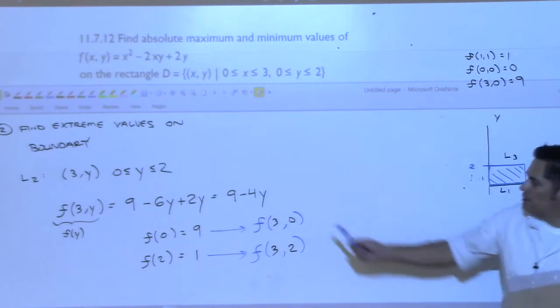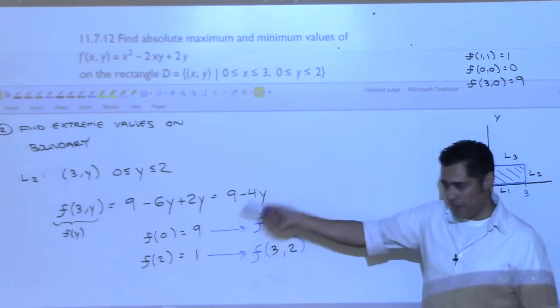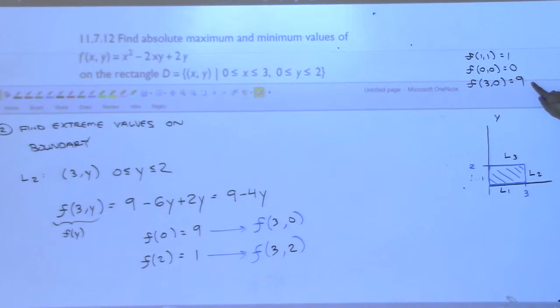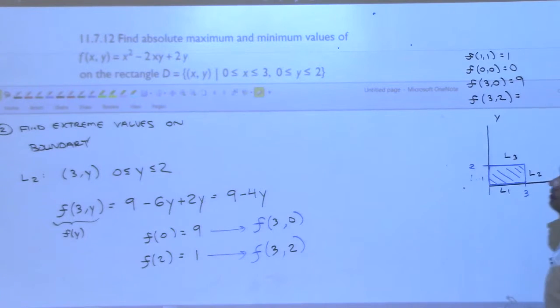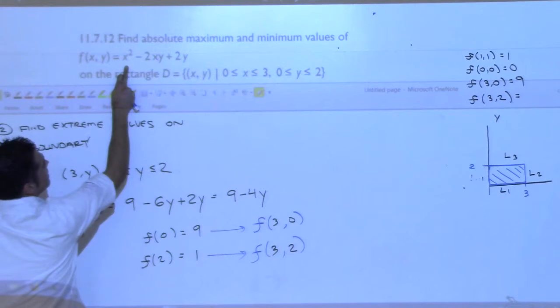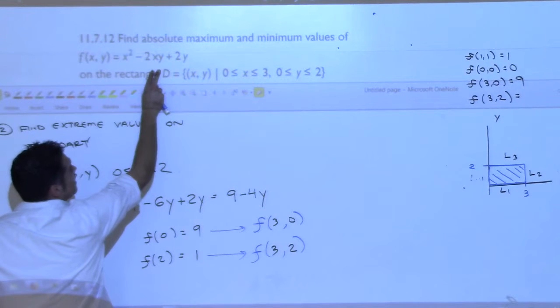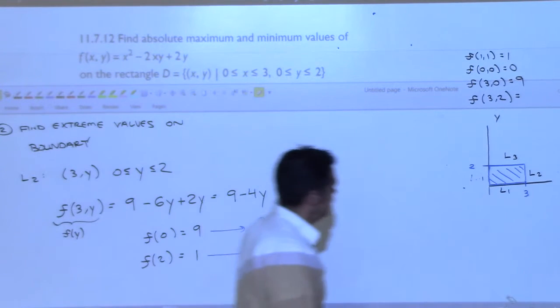Good. See, we're on L2. X is always 3. Y is the 2 points we found, so we plug those in. And we already have 3, 0, don't we? We don't have 3, 2 yet. So let's do that. What's f of 3, 2? 9. 3 times 2, 6, 12. So 9 minus 12, -3. Is it 1? Has anyone done it yet? Yeah, I'm getting 1.